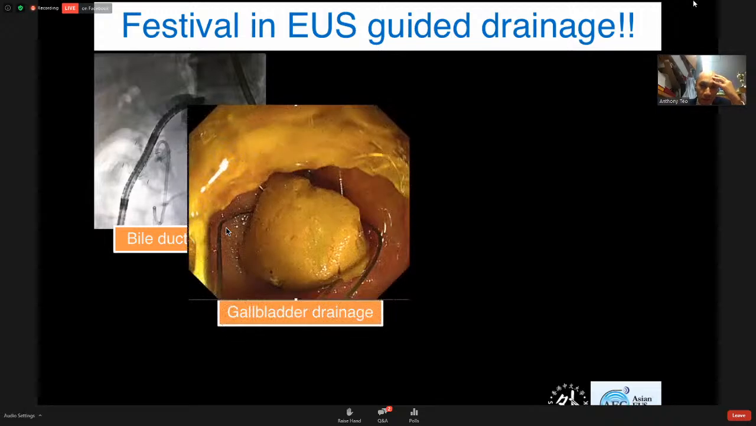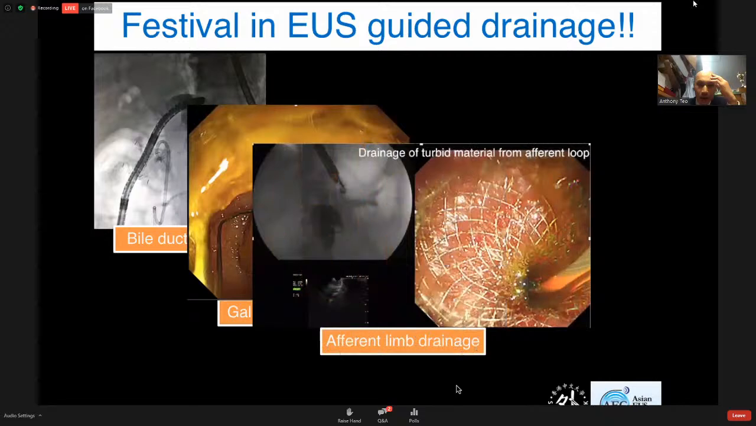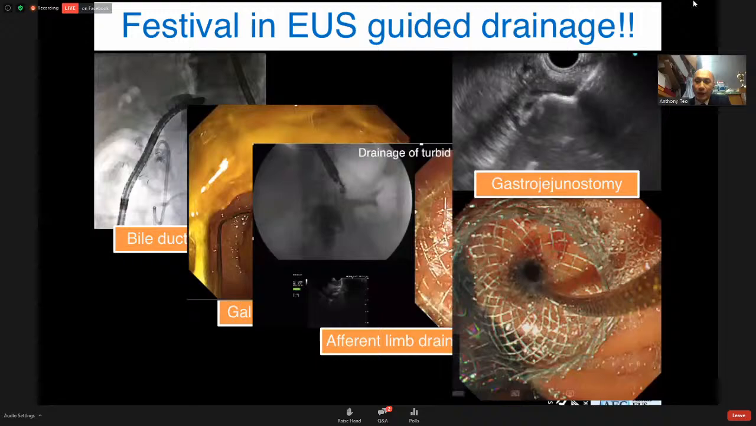Gallbladder drainage, we are doing a lot of studies on gallbladder drainage. Again, after gallbladder drainage, the gallbladder is now in the territory of an endoscopist. So it has markedly increased the ability of the endoscopist to go to another previously inaccessible organ. And moving forwards, nowadays we can even perform EUS guided drainage of the GI tract. For example, in a patient with afferent limb obstruction, we can perform afferent limb drainage. And also we can perform a gastrojejunostomy as well.